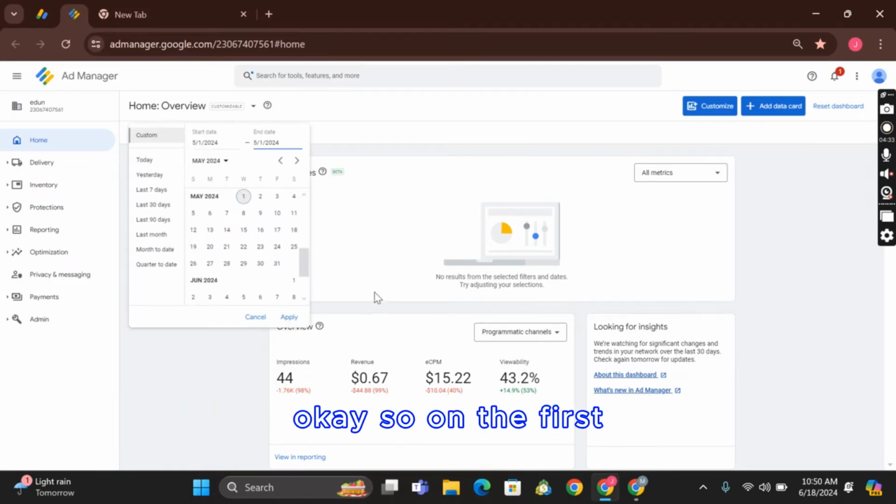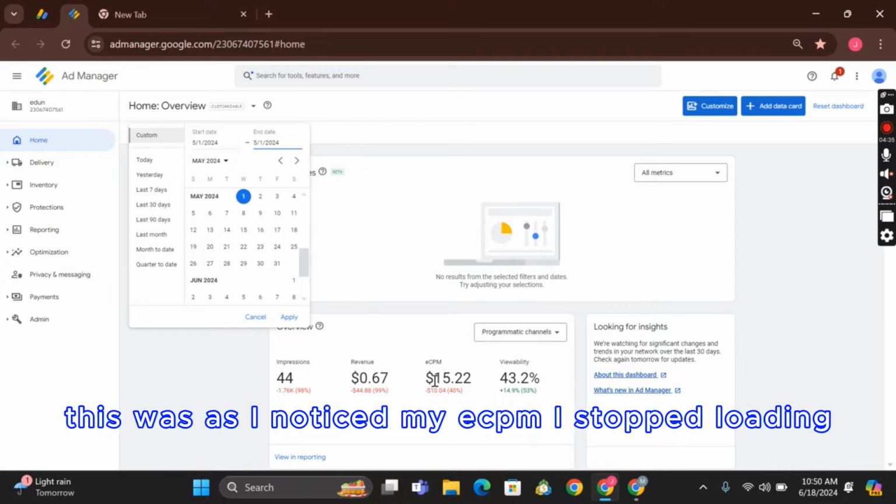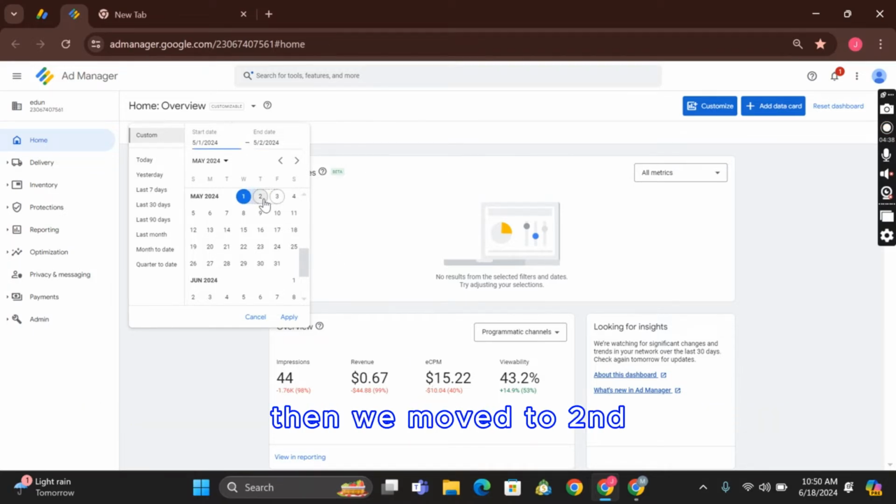So on the 1st, as I noticed my ECPM, I stopped loading. Then we moved to the 2nd.